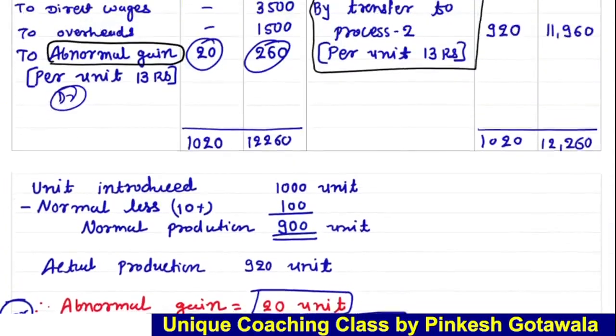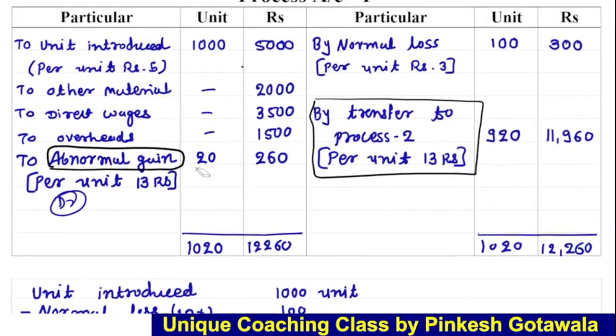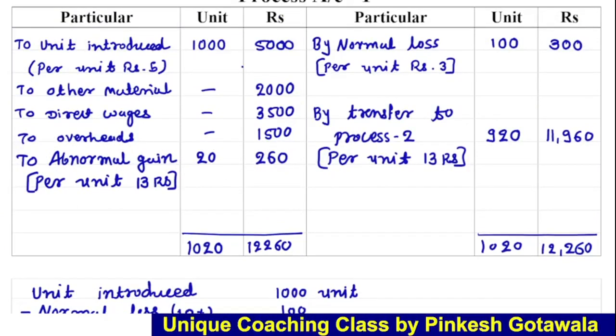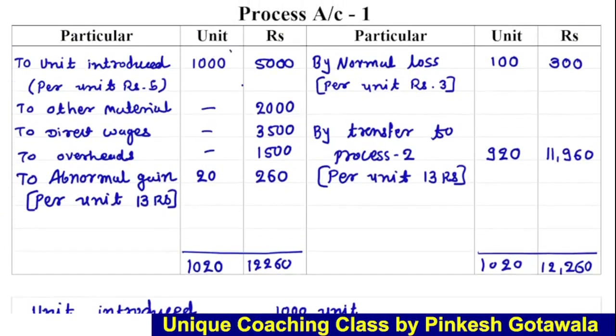Come to this account. Here, how many units were introduced in process 1? In process 1 we introduce a total of 1000 units. Okay, and we know that there is a 10% loss, so 100 units will be lost, and we sold this at rupees 3, so 300 rupees is the sales price, the total sell amount.